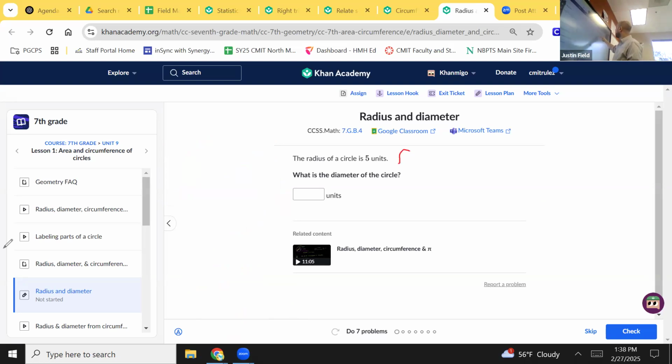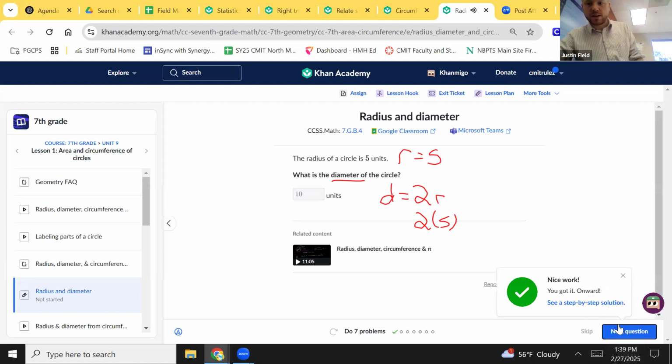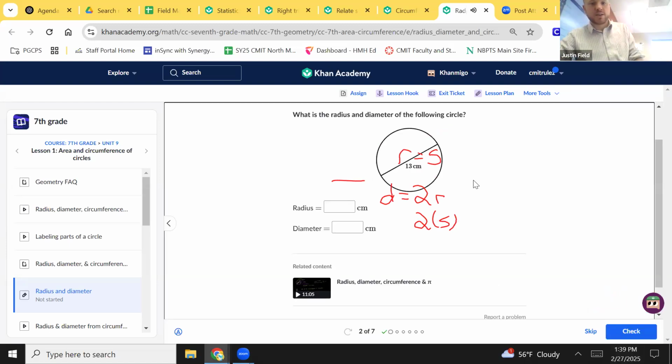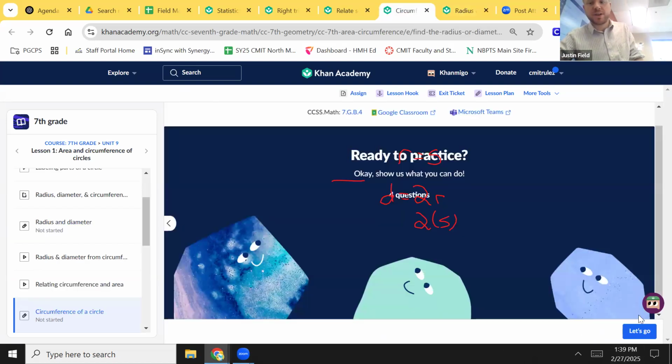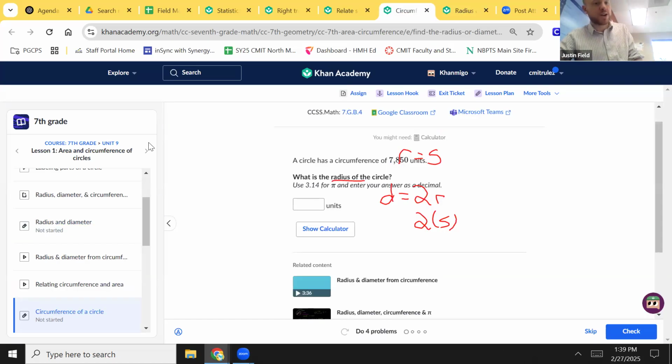All right, so the radius of a circle is 5. So I'm going to say R equals 5. The diameter is twice the radius. The diameter, we can say D equals 2R. So 2 times 5, it's 10. That was pretty easy, right? All right. Radius and diameter, so yeah, multiply, divide by 2. I'm not going to do any more. You can figure that one out.